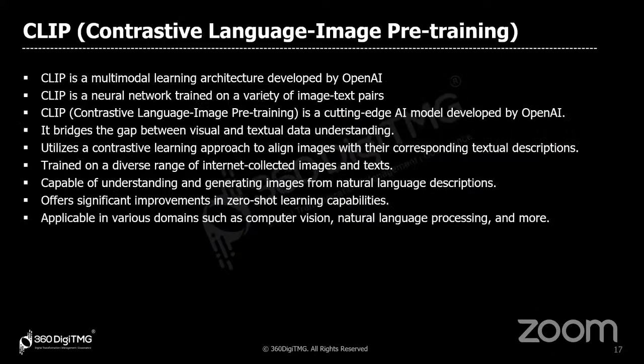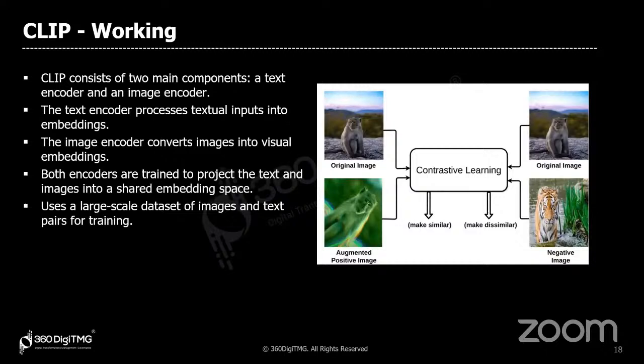Firstly, we'll understand what CLIP is. CLIP is a multimodal learning architecture developed by OpenAI. CLIP is a neural network which is trained on a variety of image text pairs. CLIP, that is Contrastive Language Image Pre-training, is a cutting edge AI model developed by OpenAI. It is applicable in various domains such as computer vision, natural language processing, and many more. Here we are using zero-shot learning capabilities for giving the prompts.